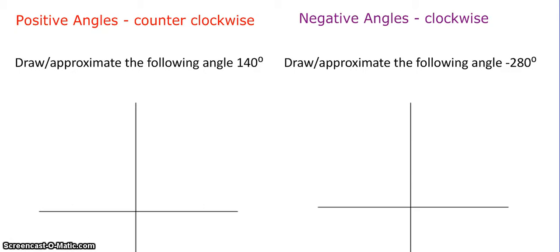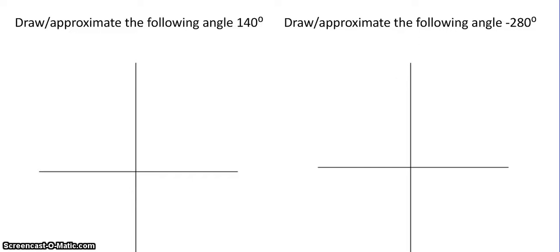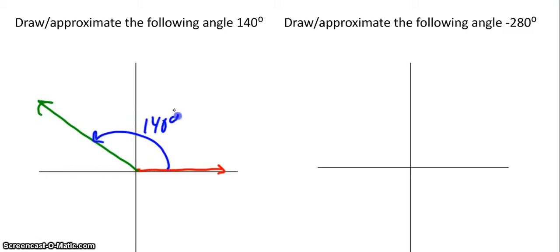So if we want to draw or approximate an angle of 140 degrees, and this is in standard position, I know my initial side would be here and my terminal side would be somewhere around, let's say, here. So that would be approximately 140 degrees.